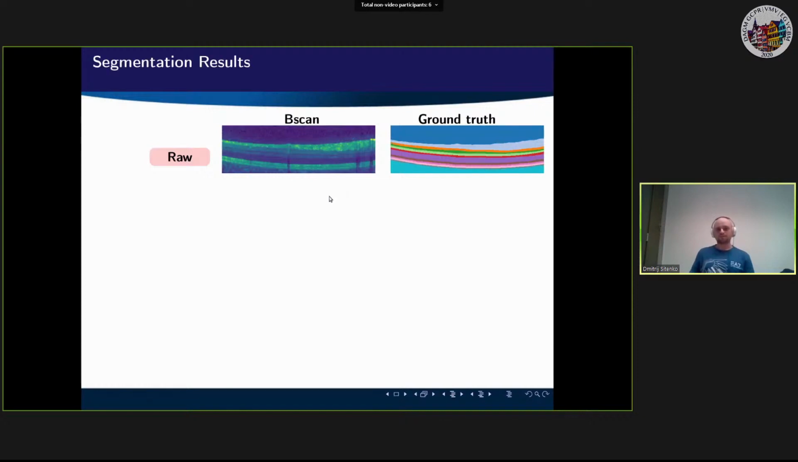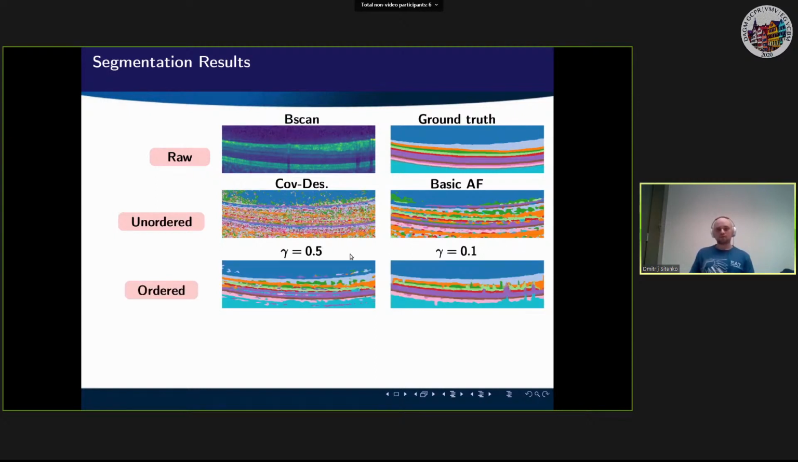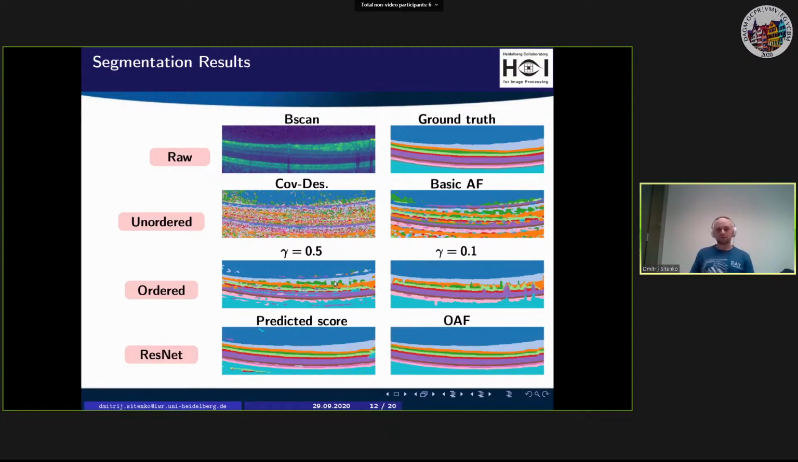Here you observe a B-scan, and on the right side you observe the annotated segmentation by a medical expert, which serves as ground truth. If we now use the covariance region descriptor and compute the distance matrix after local rounding at each voxel, we obtain the following noisy and unregularized segmentation. If we only use the basic assignment flow on the right side, we observe spatial regularization, but with a violated ordering constraint. And if we now use the ordered assignment flow and decrease the parameter gamma, we obtain a more accurate and ordered segmentation. And finally, using the predicted score from ResNet, we obtain the following accurate segmentation of the human retina.